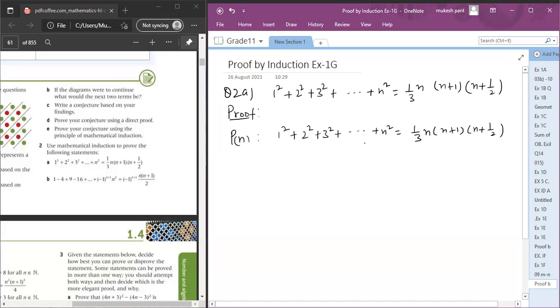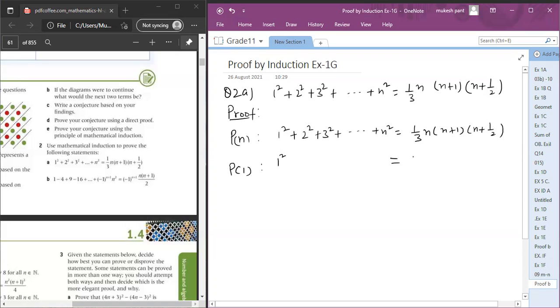Now, after writing the statement, you will write P1. You will take the value n equals to 1, and you will write this n equals to 1 in the result. If you write P1, there should be only square of 1 here, right? The left hand side must be equal to the right hand side.